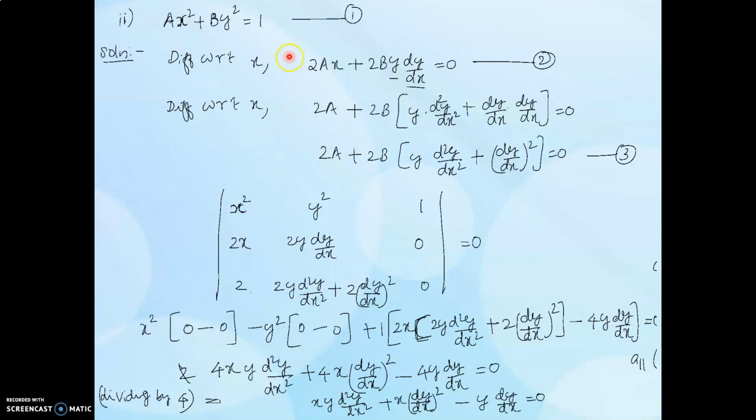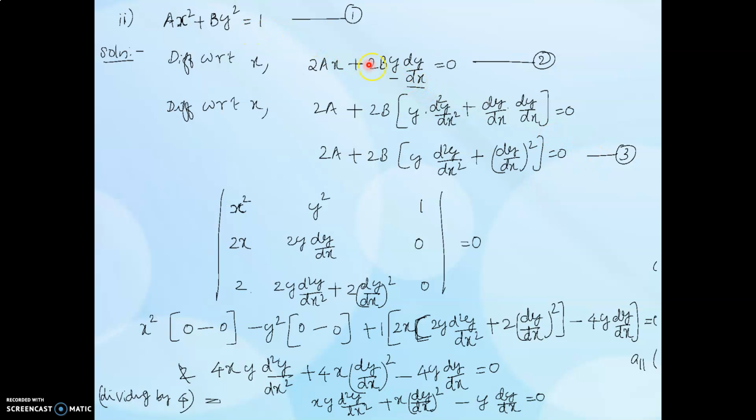Next is ax square plus b y square is equal to 1. Here two arbitrary constants are there, so you have to take the derivative twice. Differentiating with respect to x, 2ax plus 2by dy upon dx is equal to 0. We are calling the given equation number 1, and this is the second equation. By differentiating once again, 2a plus 2b into, you have to take this in u into v format. So first function and this is second function. So y into d square y upon dx square plus dy upon dx into dy upon dx is equal to 0. So 2a plus 2b into y d square y upon dx square plus dy upon dx whole square is equal to 0. This is equation number 3.